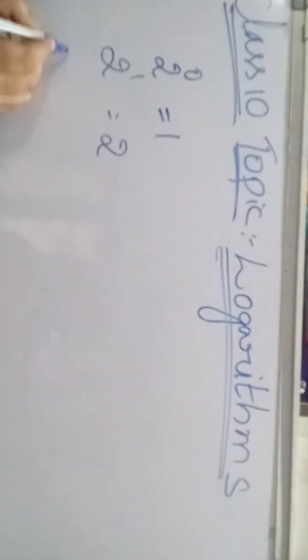I am going to talk about logarithms. First, let us take 2 power 0 equals what? Anything power 0 is 1, right? Next, 2 power 1 is 2. 2 power 2 is 4. 2 power 3 is 6.